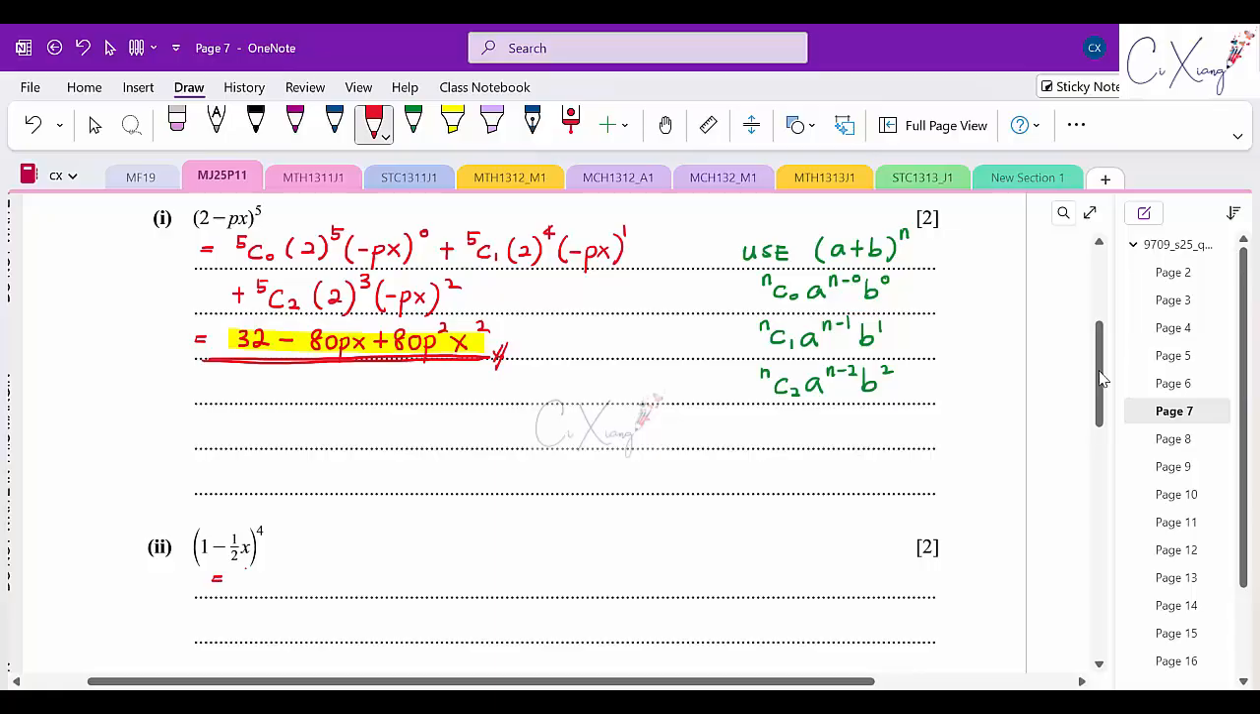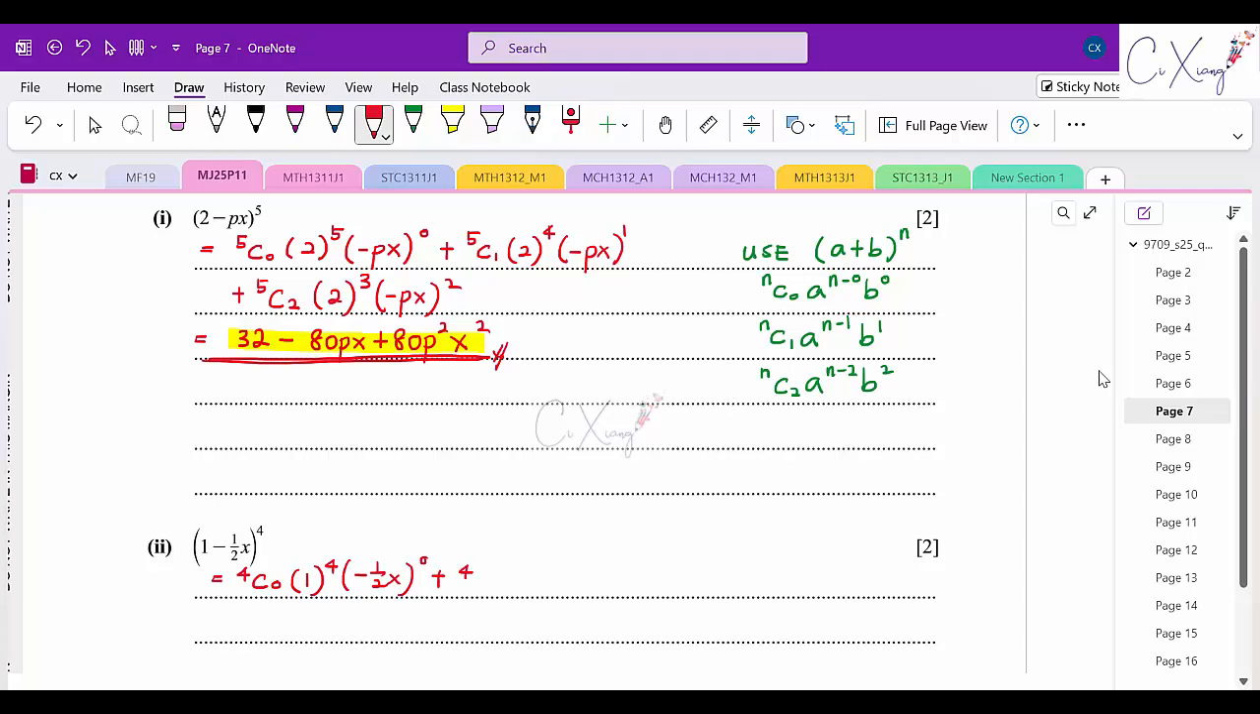First term would be 4C0, a power 4, b power 0. Second term, 4C1, 1 power 3, then negative half power 1. And also the third term, 4C2, 1 power 2, negative half x power 2. Then again, try to use calculator to help you and simplify it. By right, you'll be getting 1 minus 2x plus 3 over 2 x squared.